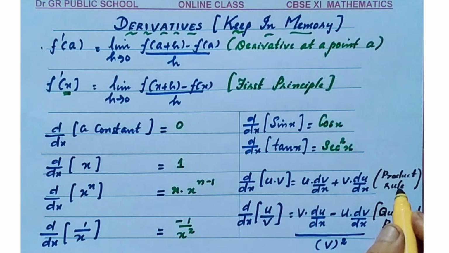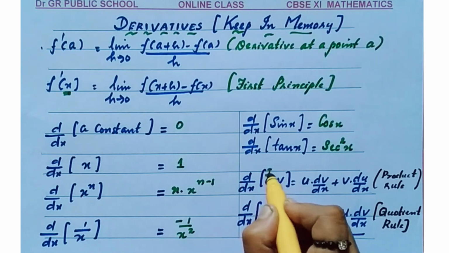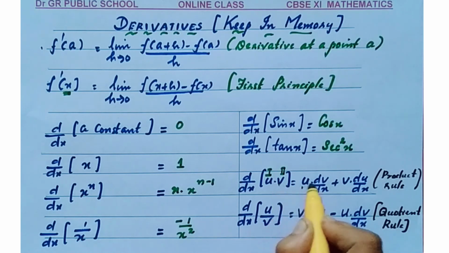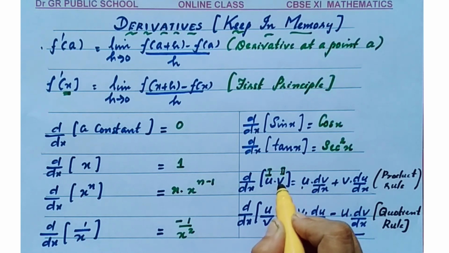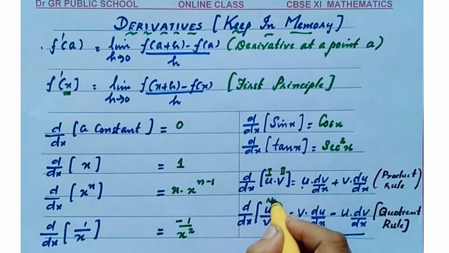Then the product rule: the derivative of the product of two functions u and v. Take u as the first function and v as the second function. First function into derivative of second, plus second function v into derivative of the first. Then the quotient rule states the derivative of the quotient of two functions. Think of u as the numerator and v as the denominator: denominator v into derivative of numerator u, minus numerator u into derivative of denominator, the whole divided by denominator square.